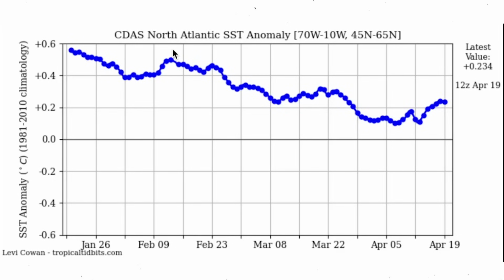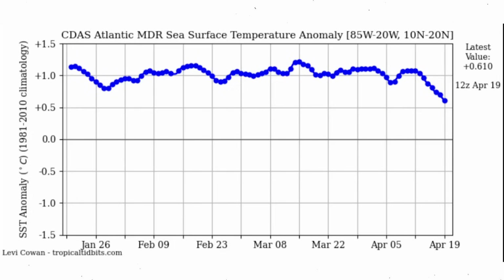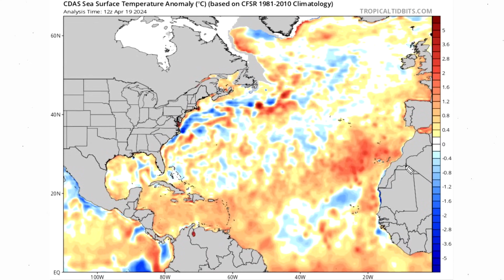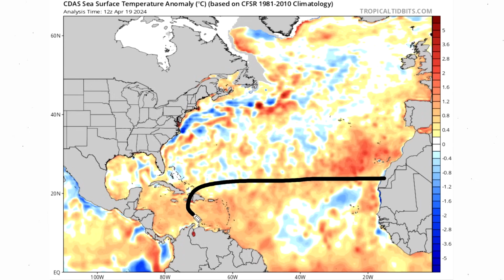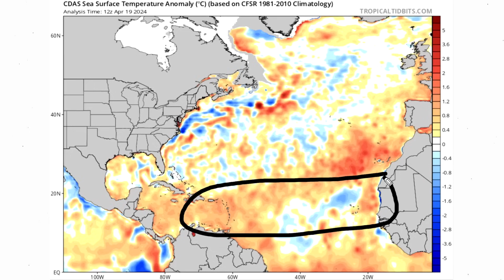But that's the entire North Atlantic, so let's break it down in some subcategories here. Here's the Atlantic MDR, which I'm going to go back real quick. Again, to clarify, this area right here is going to be your Atlantic MDR. Right here is going to be your Atlantic MDR. And again, that stands for Main Development Region here.